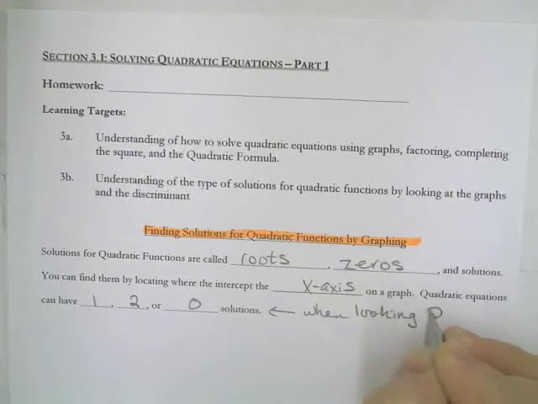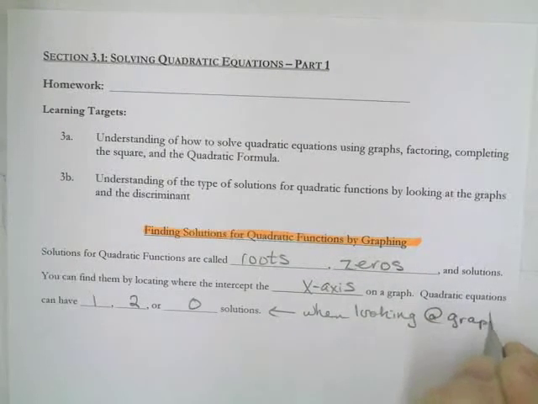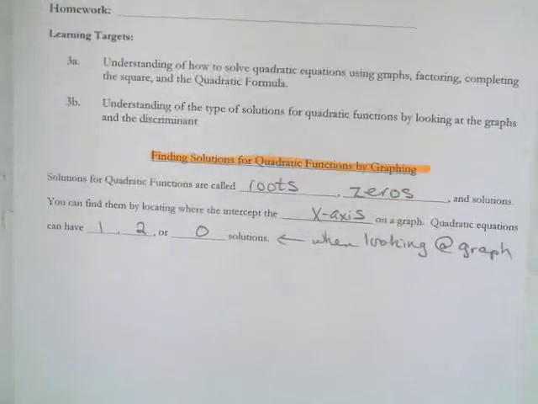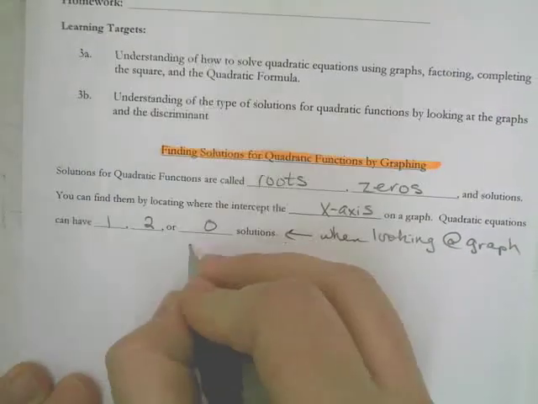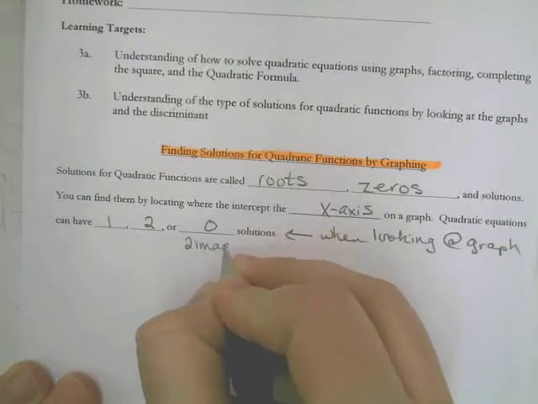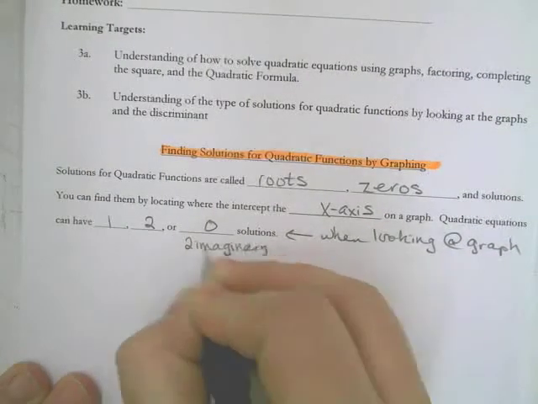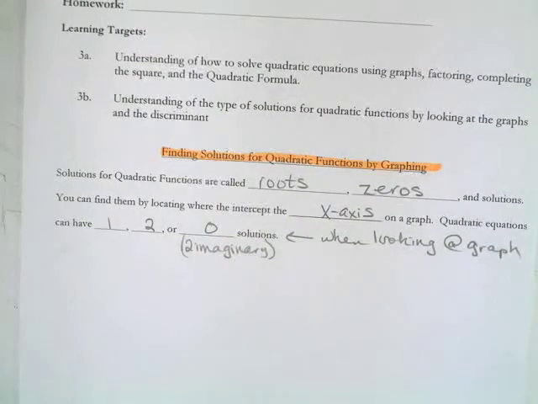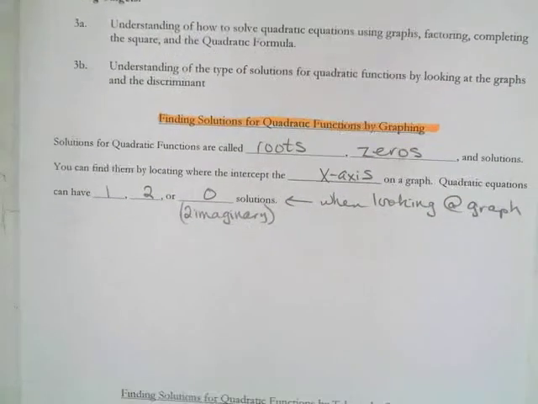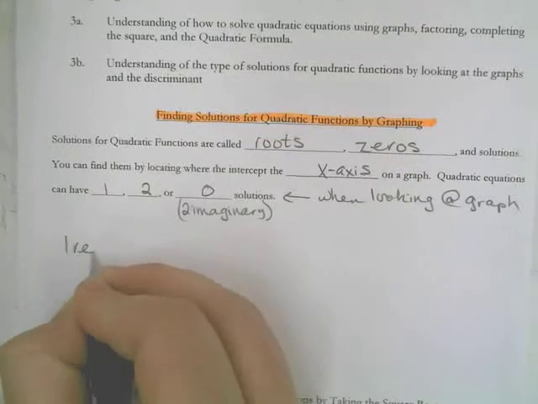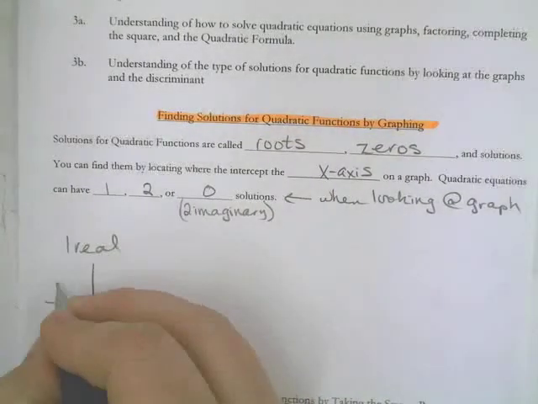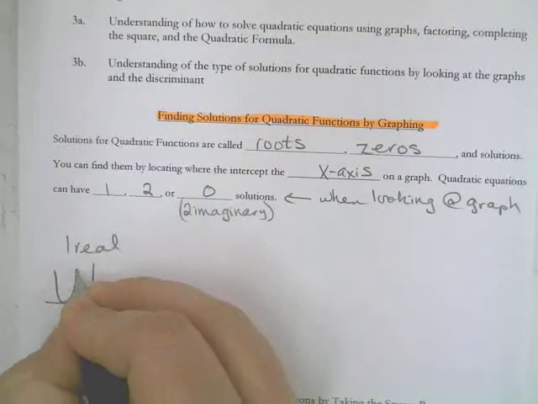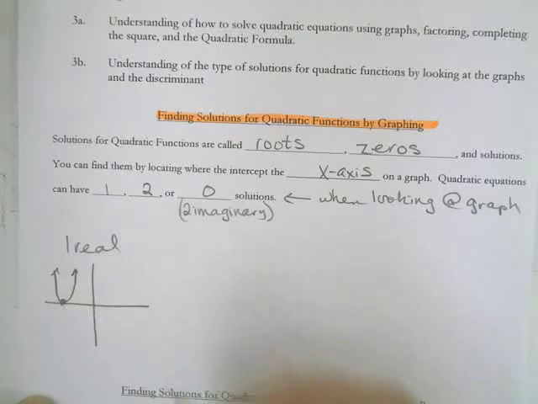Now, eventually what you're going to see is that no solutions is actually imaginary, but we're not going to get into imaginary right now. We're just going to say that there's no real solutions. Okay? So one real solution looks like this. It comes down and it touches the graph in one spot. It only touches the x-axis in one spot.